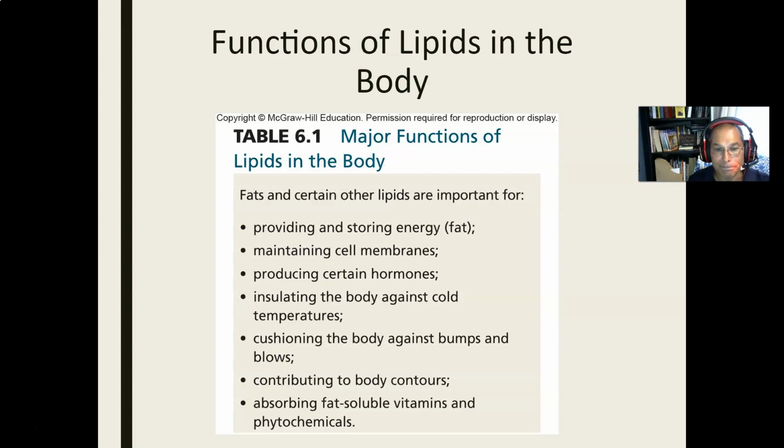Okay. And so you can look over this list, but those are the major key things for fat. Fat is essential. We do have to eat it. You can eat a low-fat diet. You don't need to, but you can. You just can't eat a no-fat diet.